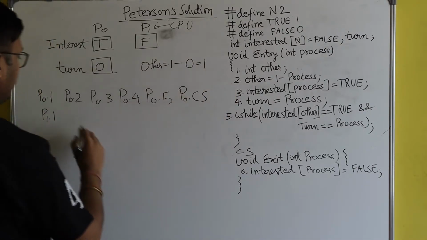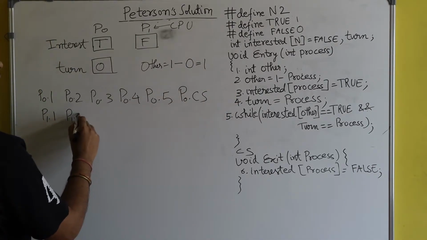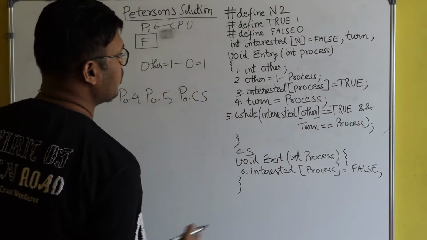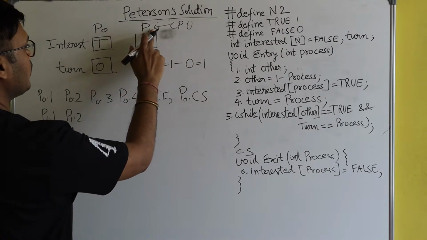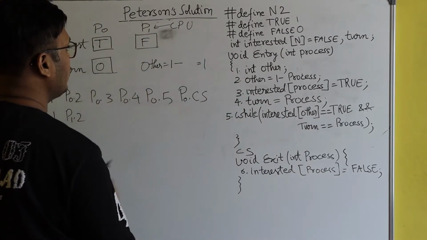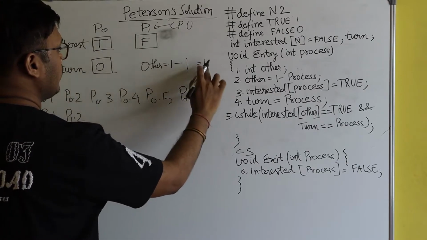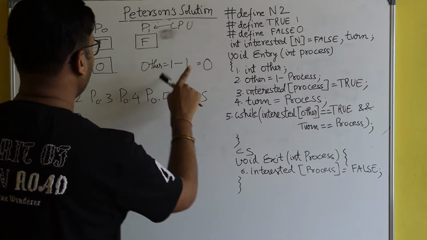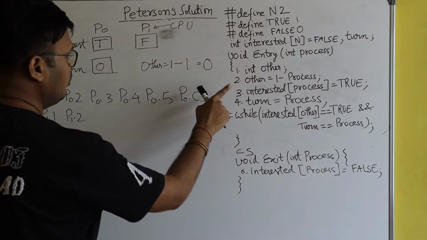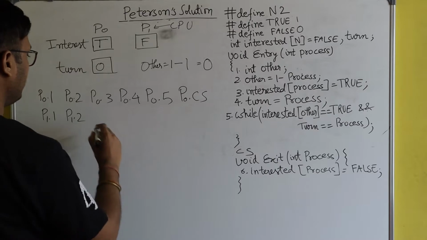P1 will execute line number 2. So you see in line number 2 what is written? Other is equal to 1 minus process. So this time process is 1, process is P1. So other is equal to 1 minus process. It means what? 1 minus 1. So other is 0. It means what? Now P0 is the other process.